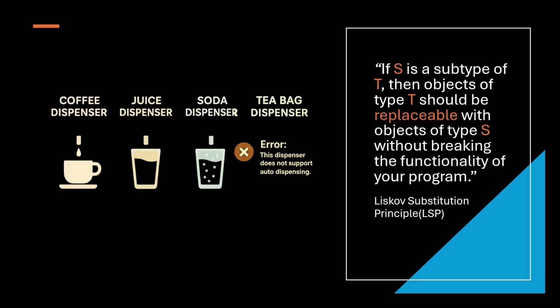This violates LSP. Why? Because the tea bag dispenser is not a valid substitute for its parent class, beverage dispenser. It breaks the contract. To fix this, we might need to rethink our hierarchy. Maybe we can have a base class, auto dispensable beverage, implemented only by classes that truly support auto dispensing. We can have a separate base class for dispensers which don't support auto dispensing. This ensures that only compatible types share the same behavior, preserving substitutability and respecting LSP.